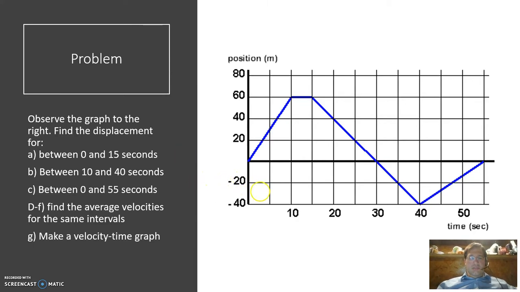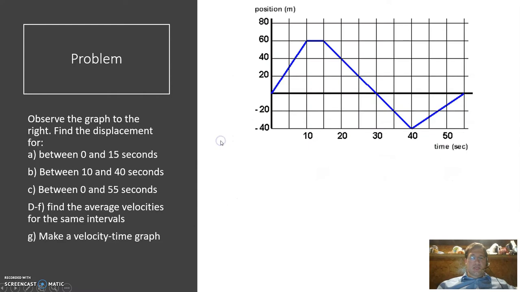That's what displacement really means. When we go from 0 to 15 seconds, we see that it goes up 60 meters, and we can very easily see that the answer to the first one is, in fact, 60 meters. Nothing too difficult there. Next one is asking between 10 and 40 seconds. So at 10 seconds, we can see it's up here at 60. And at 40 seconds, we can see that it is down here at negative 40 for its position.